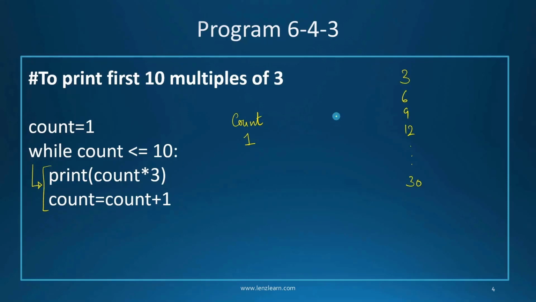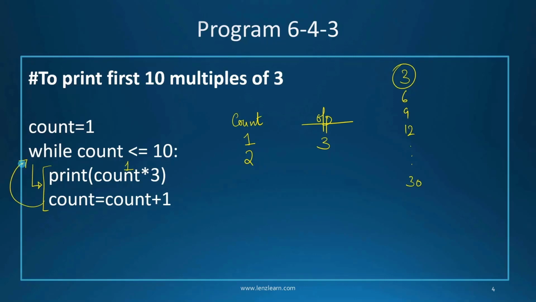Now first the output, I will write my output here. The first print statement will print the value of count into 3. So right now the value of count is 1. So 1 into 3, so 3 will be printed out. Now we have our first value printed. Now I will increase the value of count by 1. So the new value of count will become 2.